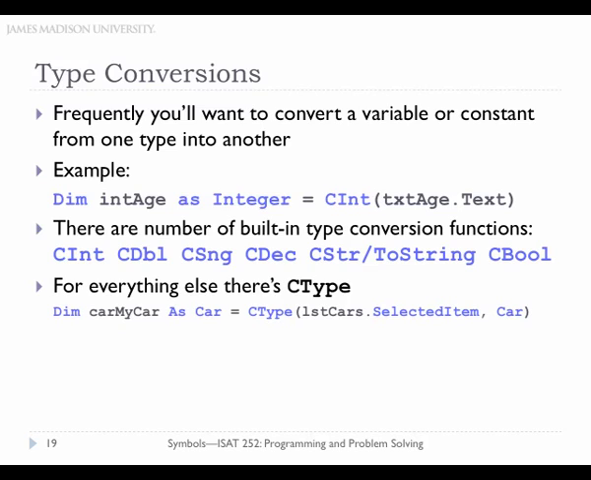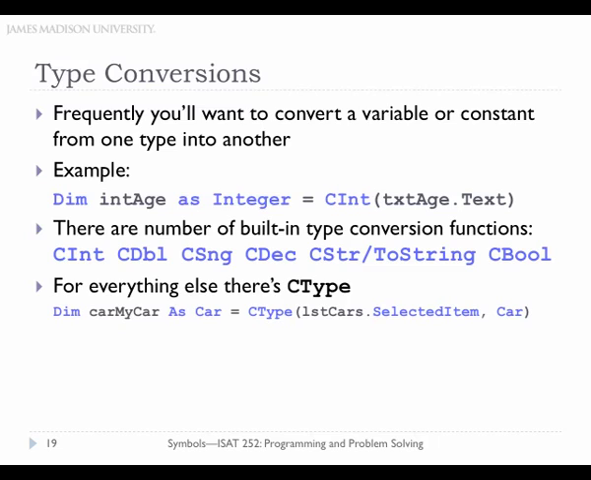On the right hand side here we have a list box, lstCars, that has a list of cars. If we want to get the currently selected car, we can do lstCars.selectedItem, which is the currently selected car in our list, and we want to assign that to the myCar variable that we put at the beginning of the line here. So we're using the CType conversion function, which converts a list item, the selected item in our car list, into an object of type car.